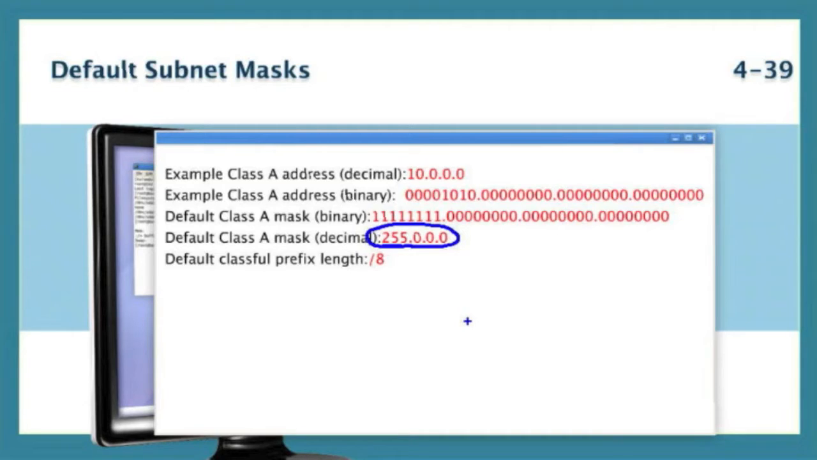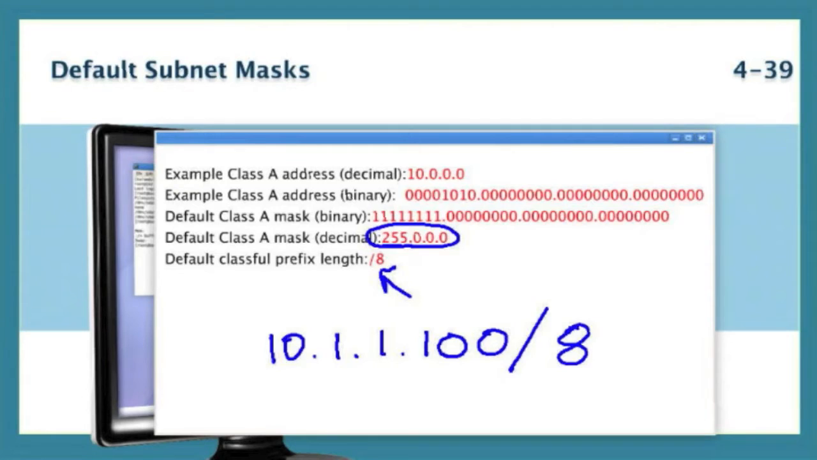255.0.0.0. Make sense, everyone? Now, there's a cooler way to write it, and that's prefix length. I love this. So you say, what's my IP address? Oh, it's 10.1.1.100, let's say. And then you say /8. Oh, that's pretty neat. Instead of writing out 255.0.0.0, you just indicate how many bits are turned on in the mask.